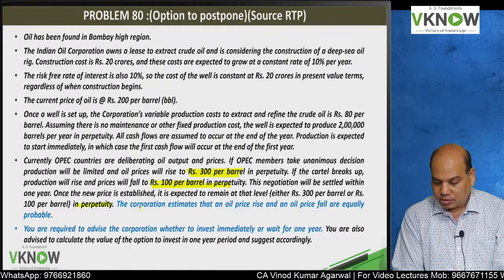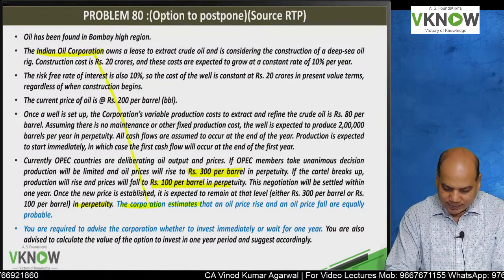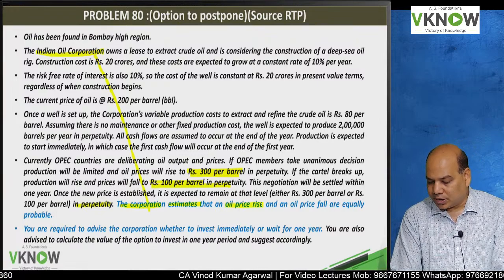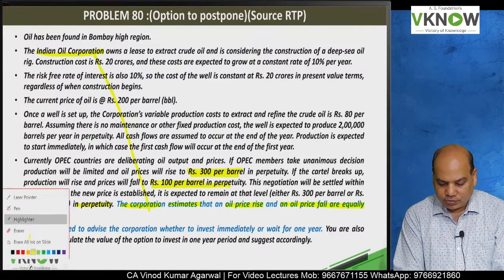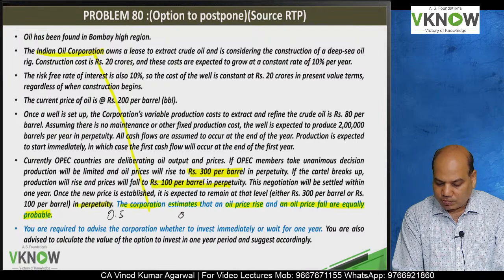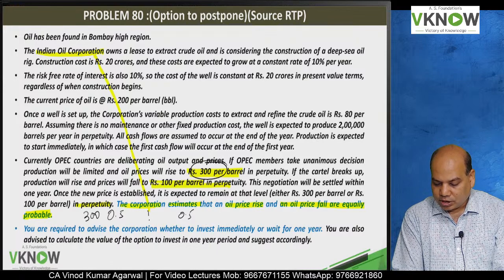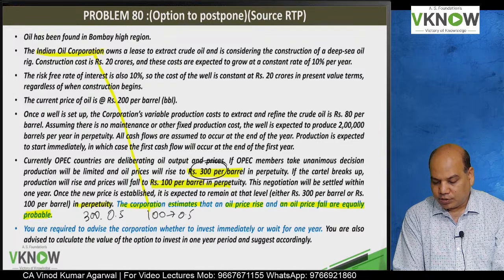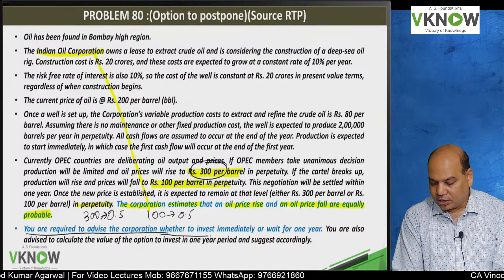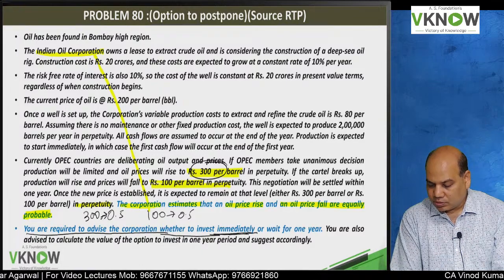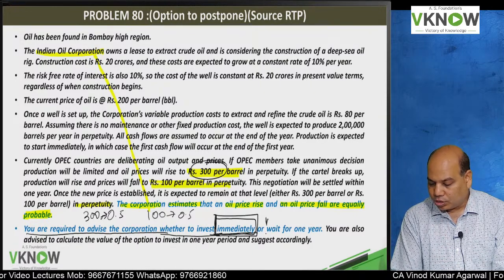in perpetuity. The corporation, meaning Indian Oil Corporation, estimates that oil price rise and oil price fall are equally probable. Equally probable means the probability of getting 300 is 0.5 and the probability of getting 100 is 0.5. You are required to advise the corporation whether to invest immediately. Same problem like the gold mine problem, whether to invest immediately or wait for 1 year.